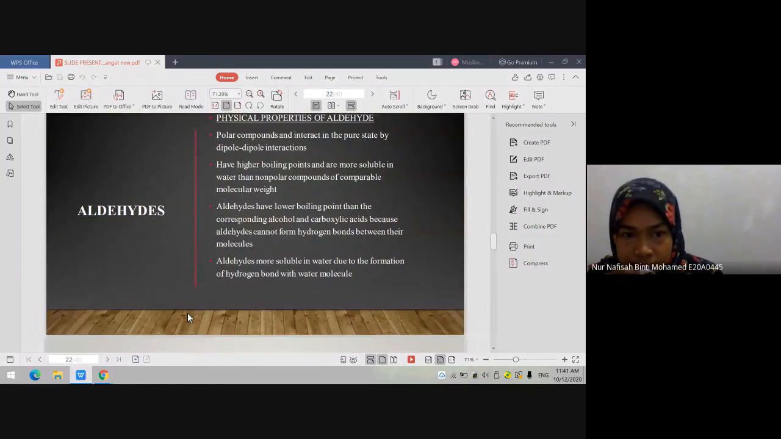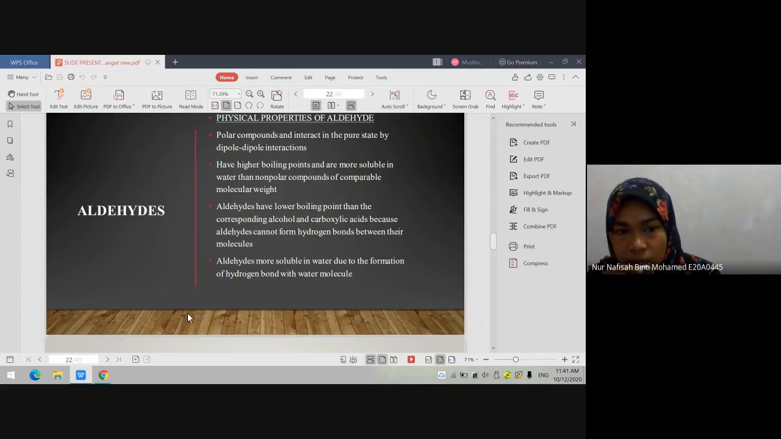This is physical properties of aldehyde. Aldehydes are polar compounds and interact in the pure state by dipole-dipole interaction, have higher boiling points and are more soluble in water than nonpolar compounds of comparable molecular weight.